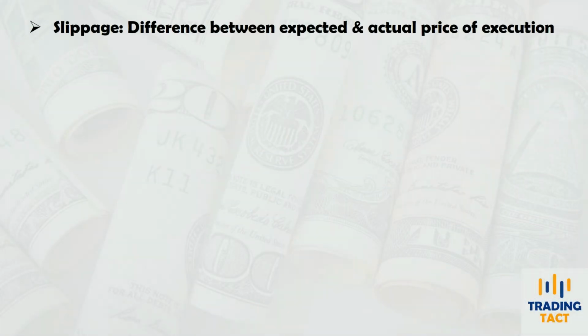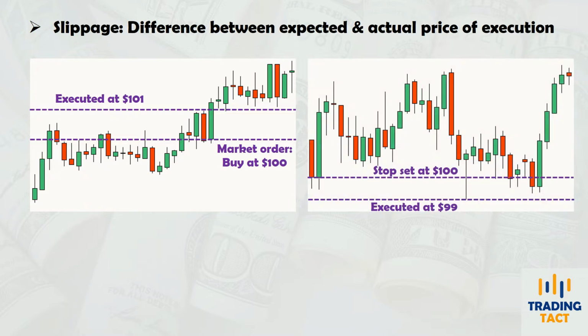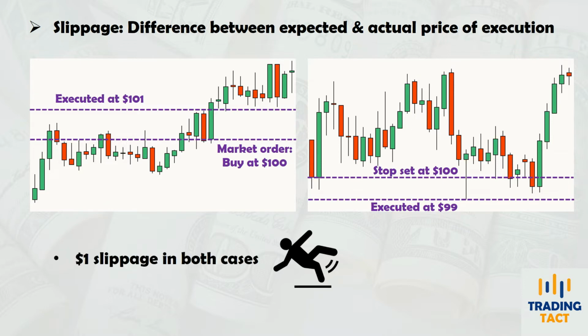Slippage is the difference between the expected price of a trade and the actual price at which the trade is executed. Let's say you place a market order to buy at $100, but you actually get filled at $101. Or you are long with a stop loss at $100, but you got closed out at $99. In both cases, you have experienced a $1 slippage.